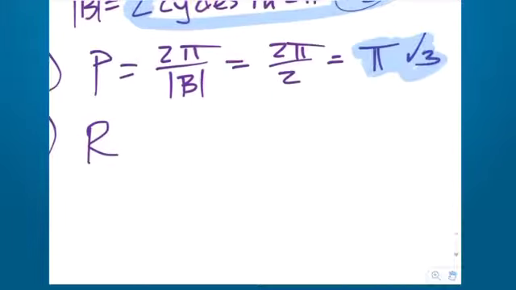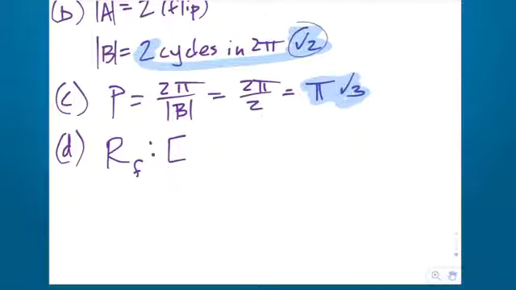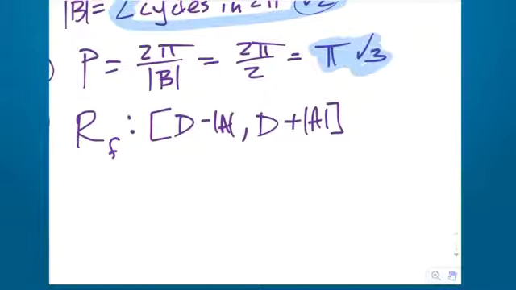The function's name is f. So the way that we've been doing it all year is R subscript the function's name. That's the best way to do it. So on the test, I'll be looking for that. But today, if you don't have it, that's fine. In general, it's D minus the absolute value of A for your lower bound and D plus the absolute value of A for your upper bound. Now, you don't have to write that, but that's what the formula is.